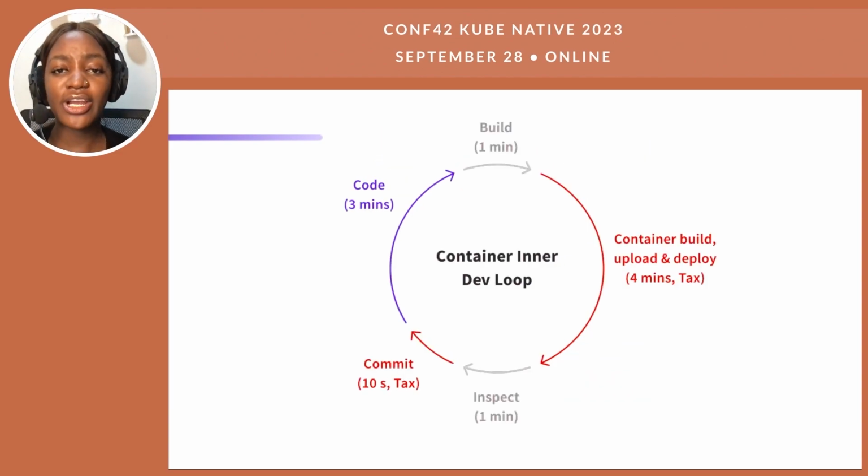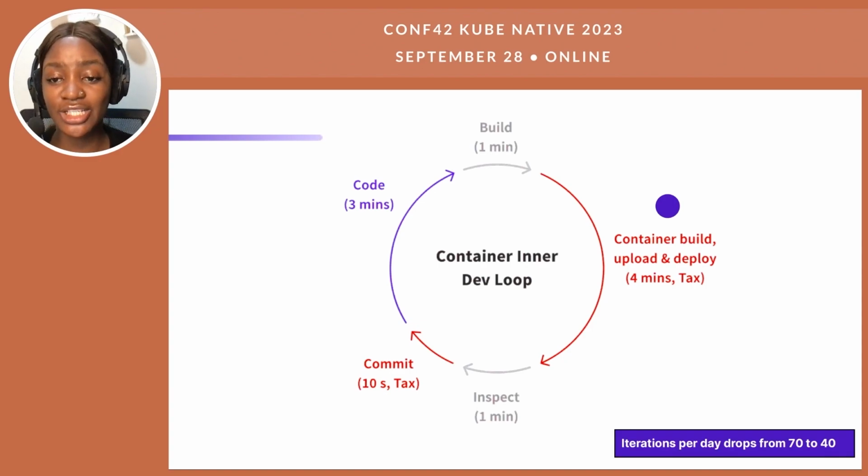But here's what the inner dev loop of a containerized system looks like when you start adopting Kubernetes and other cloud native technologies. Yes, coding still remains the same, but after you've made that code change, you now have to wait for your code to be containerized, pushed to a registry, and deployed to a Kubernetes cluster before you can see the impact of your code change. And then you realize that this automatically reduces the number of iterations from 70 to 40, right?